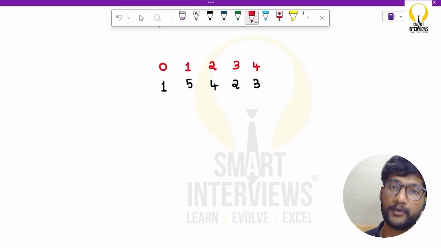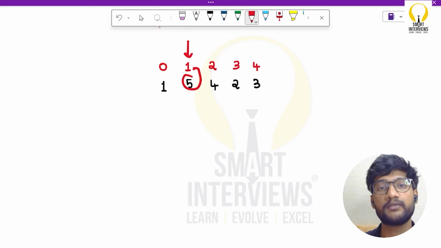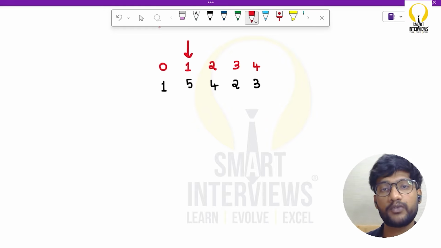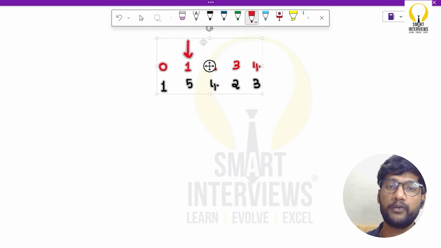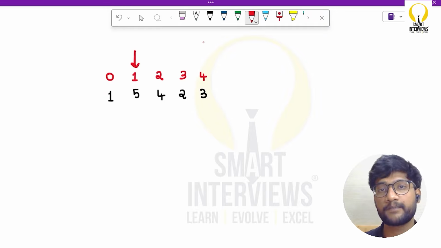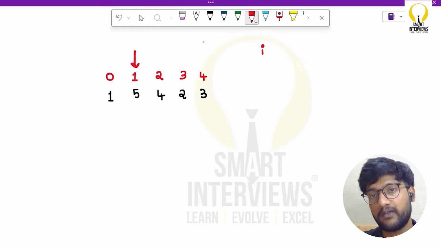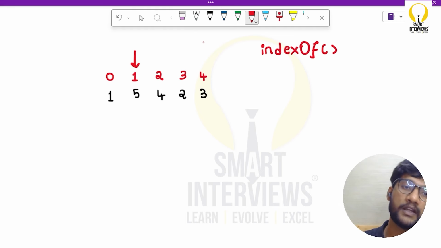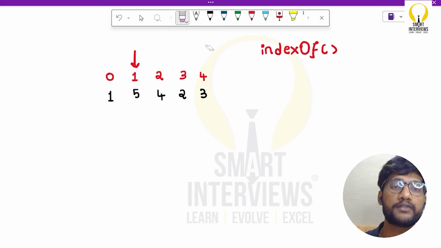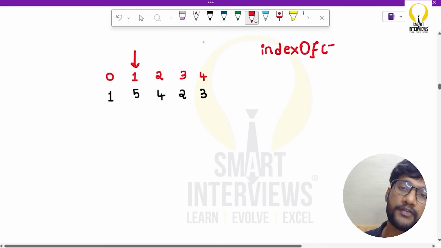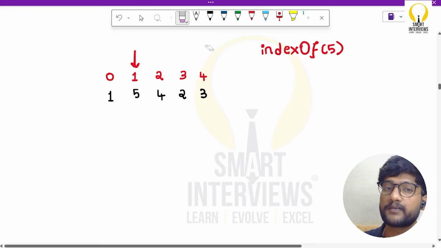So first of all, you're supposed to remove this 5, right? That means you're supposed to somehow go to this index 1. How can we go to that index, guys? Do you have any built-in functions? Let's say Java users will have an indexOf method. If you're storing all these elements in an ArrayList, you can simply use indexOf. If you give indexOf 5, it will simply give you 1.